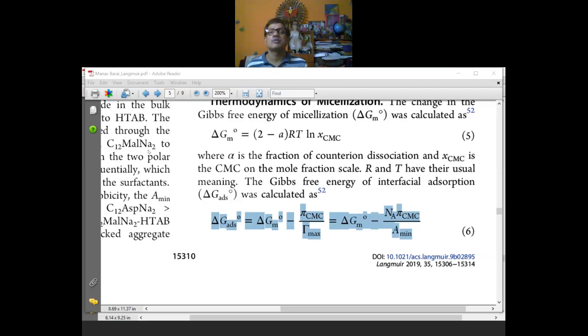Aggregation number can be calculated by fluorescence quenching method, light scattering, or small angle neutron scattering. I have not discussed in detail the working principle of light scattering or small angle neutron scattering. But the idea is, if you know the aggregate weight, divide it by the molecular weight of the monomer, then you get the aggregation number. Then we have discussed in detail the phenomenon of interfacial adsorption and how to calculate the surface excess.